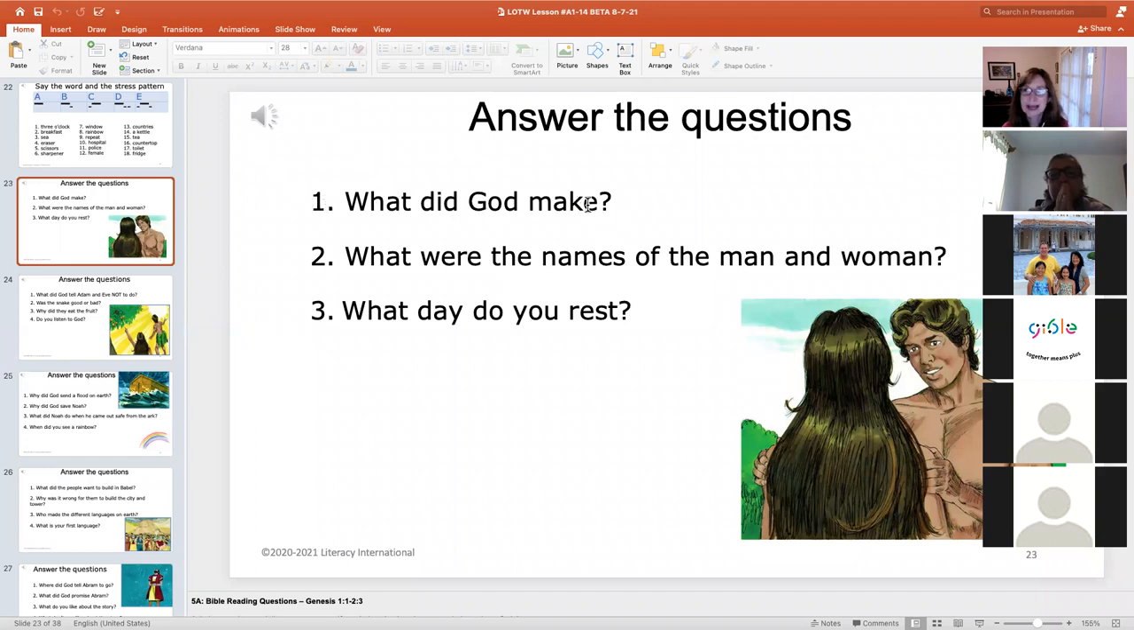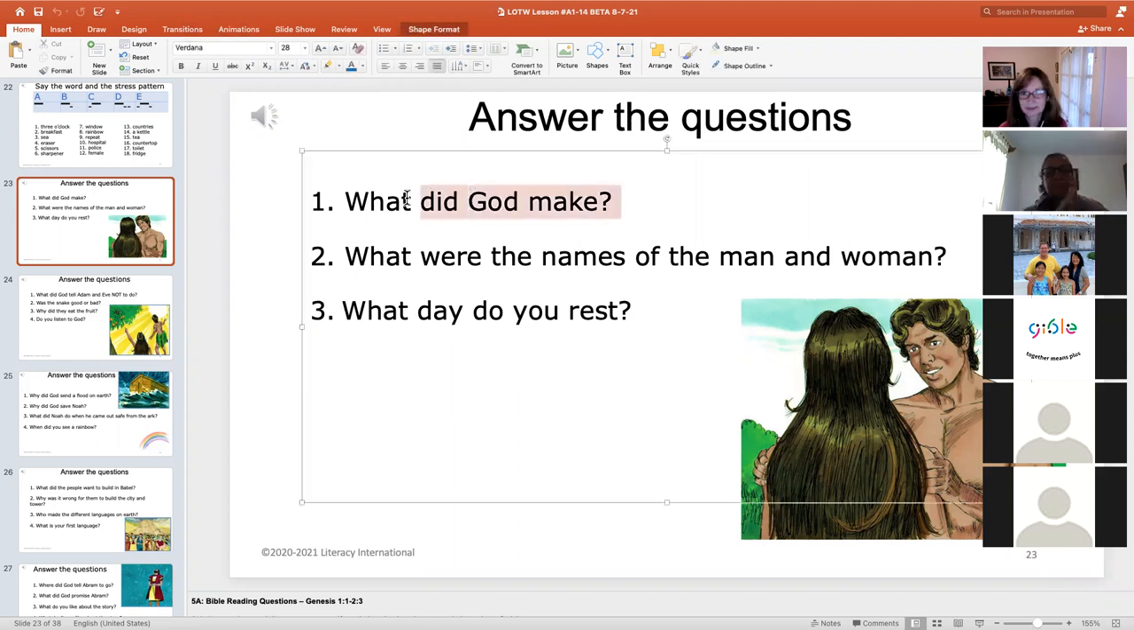What did God make? What did God create in the beginning? He created the earth, the heaven, the animals. Yes, very good. The earth, heaven, the animals. Yes, God created all of those things.